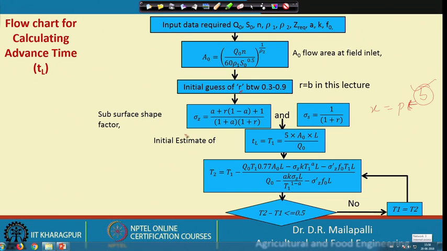Then sigma z, if you remember the expression for sigma z. This is the equation: A plus R into 1 minus A plus 1 and 1 plus A plus 1 plus R. And sigma s, which is tagged to the F naught in the volume balance equation, that is 1 by 1 plus R. So, that is the initial estimate.